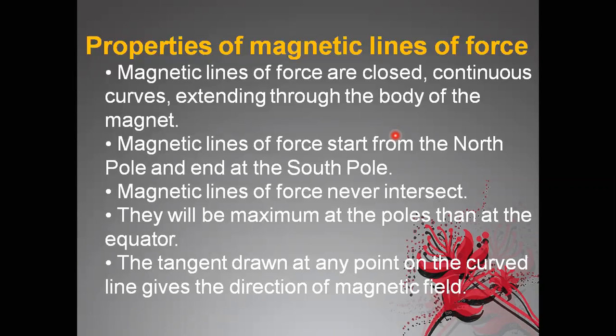The next one is properties of magnetic lines of force. There are 5 properties. First one is closed continuous curves extending through the body of the magnet. They start from north and end at south pole. These forces never intersect. These forces are maximum at the poles than at the equator. The tangent drawn at any point on the curved lines gives the direction of the magnetic field.